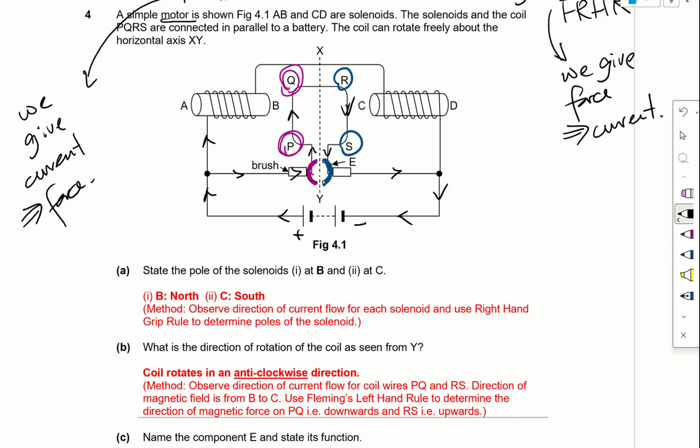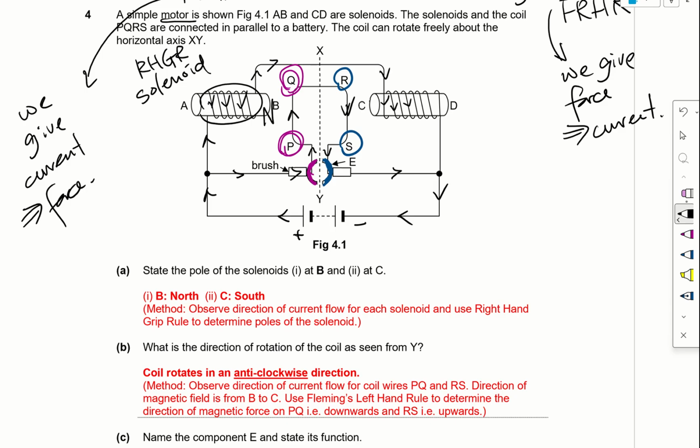But we also have current that flows into the solenoid here. When current flows, it produces a magnetic field, but this is a solenoid, so we have to use the right hand grip rule for solenoids. For a solenoid, the fingers represent the current and the thumb represents the north. Therefore, B will be a north pole. And the current continues flowing this way.